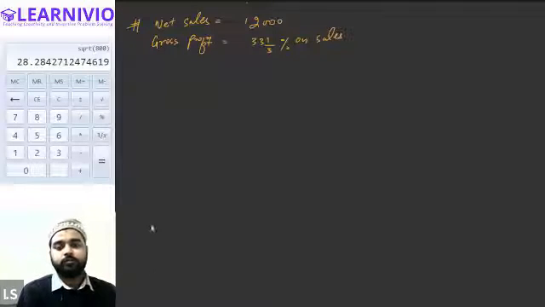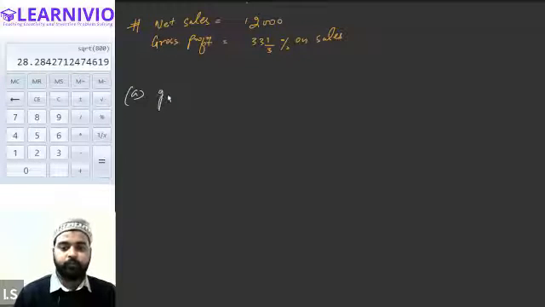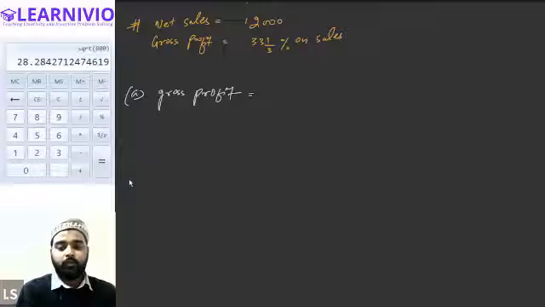So this is the question. In this question, we need to find out two things. First of all, we need to find out the value of the gross profit. Gross profit is directly given in the question, but it is given in terms of percentage. We need to find out the monetary value of the gross profit. And the question is also asking for the value of the cost of goods sold.